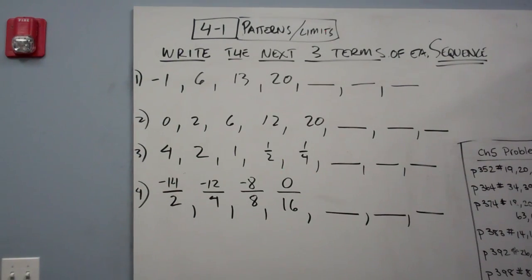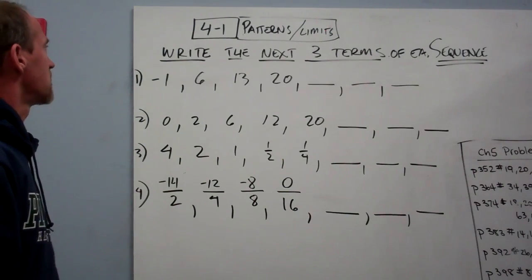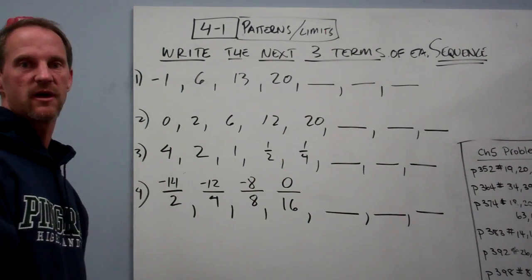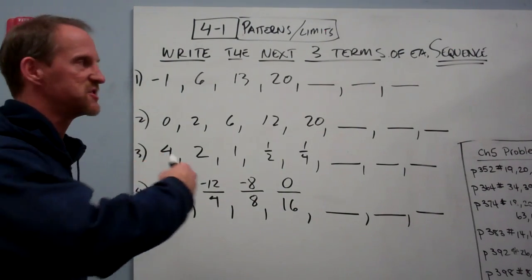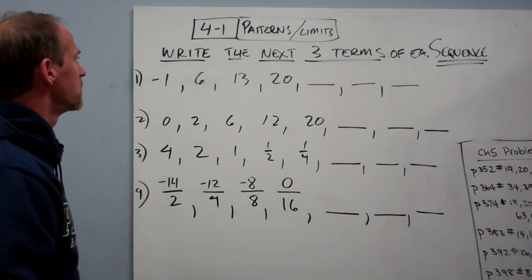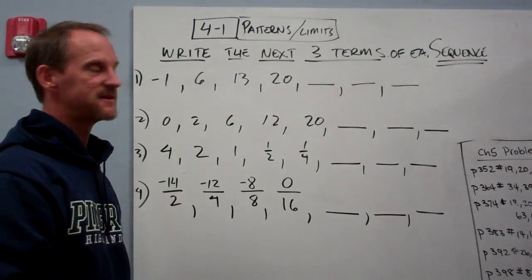Okay guys, we're getting started with chapter 4. It's all about sequences and series. A sequence is just an ordered list of numbers, and we keep track of these numbers by their position in that order. So we've got a first term, a second term, a third term. We use n to count.